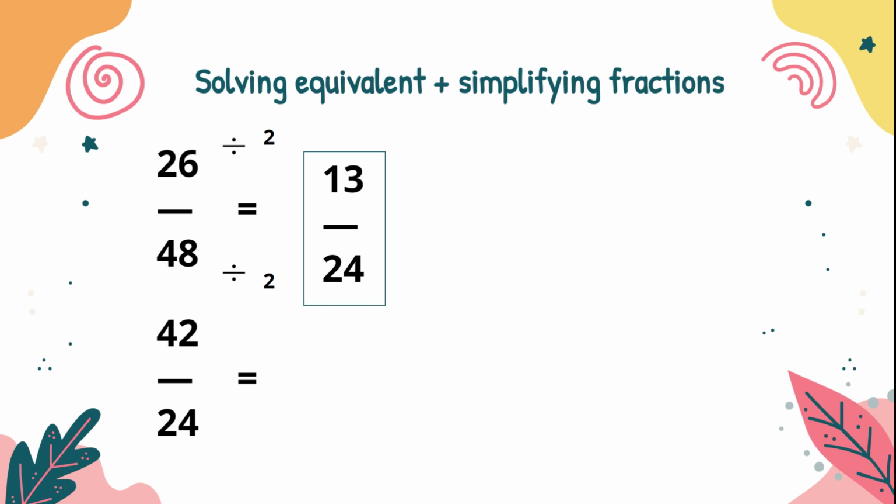Our next question is 42 over 24. I think I can actually divide a number that is greater than 2. In this case, I can divide both numbers by 6. Once I do that, I'm going to get 7 over 4.